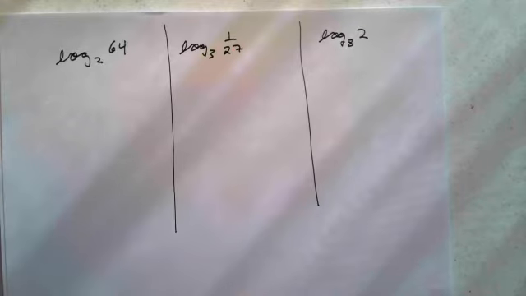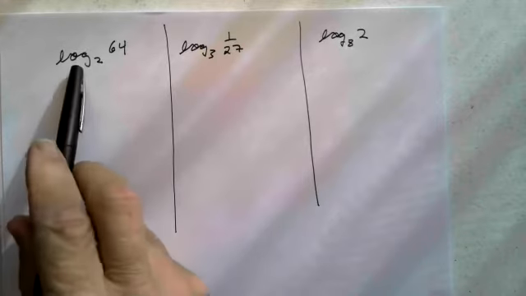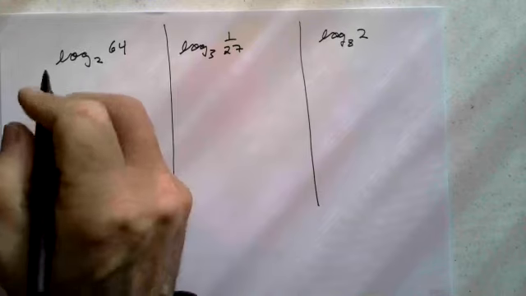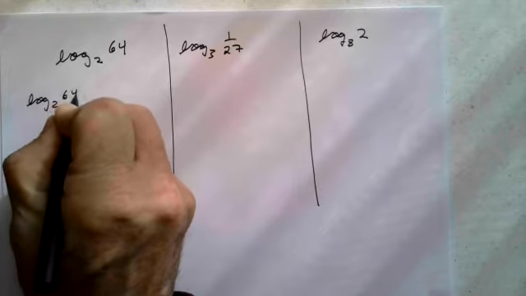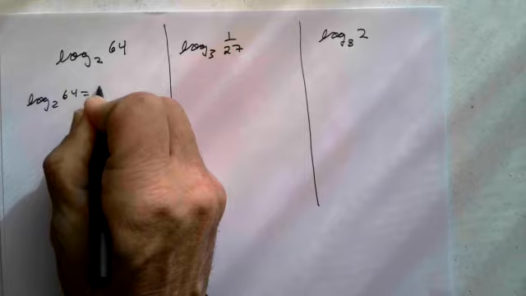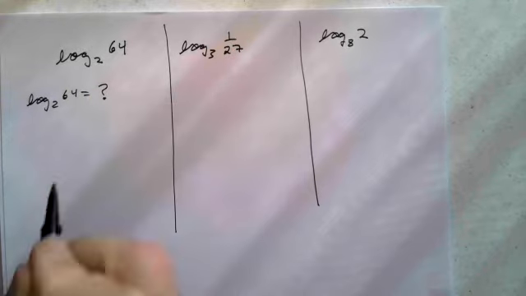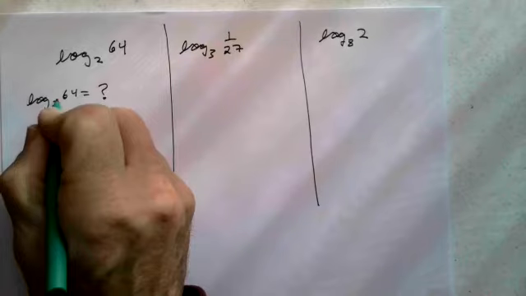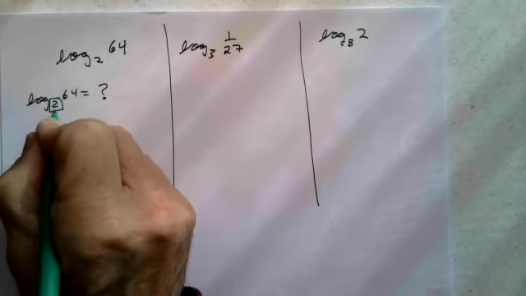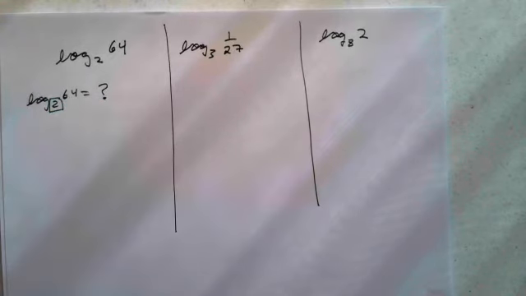So we have to evaluate some problems with logarithms. So I have log base 2 of 64. I like to write it this way: log base 2 of 64 equals what? Now, how do we rewrite this in exponential form? The base is 2. So 2 to what power equals 64?